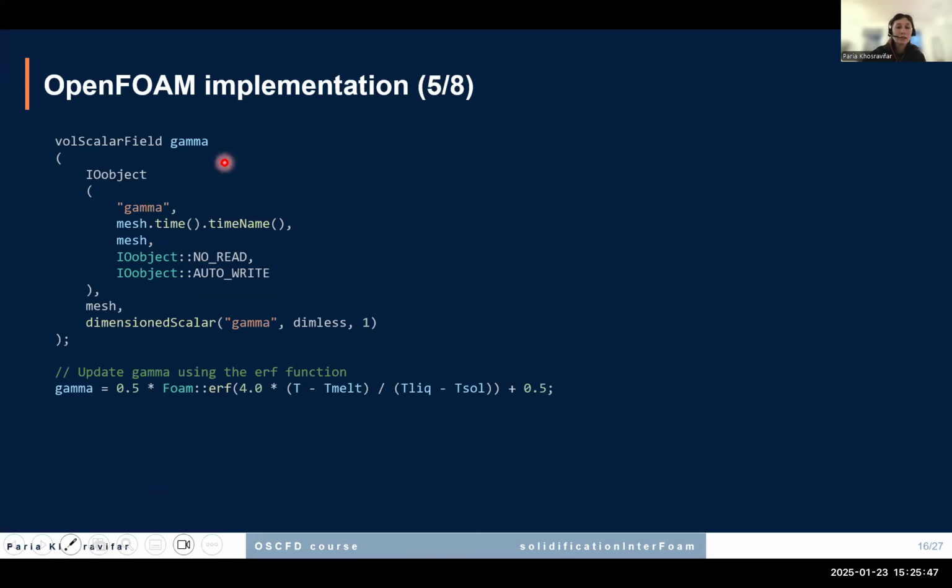Also, we have the gamma variable. I've defined it in the create fields file. It will be updated using the ER function that I mentioned in the theory part, and it will be updated after solving the temperature and will be saved in time directories that we can use to visualize our results in post-processing.